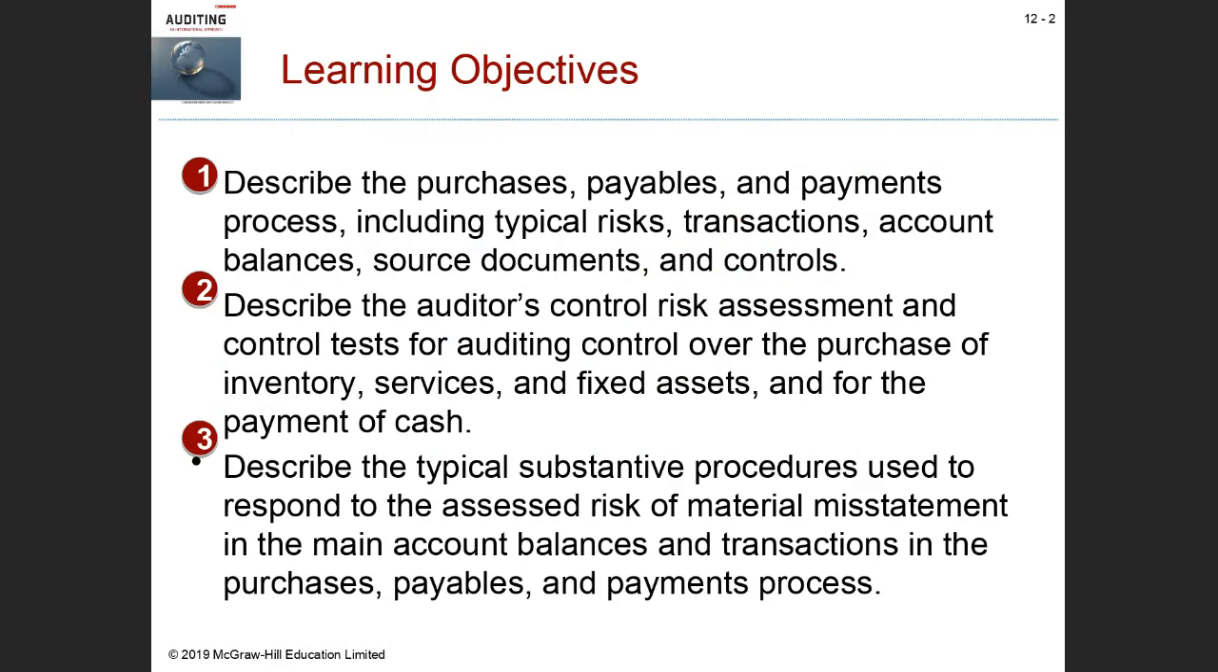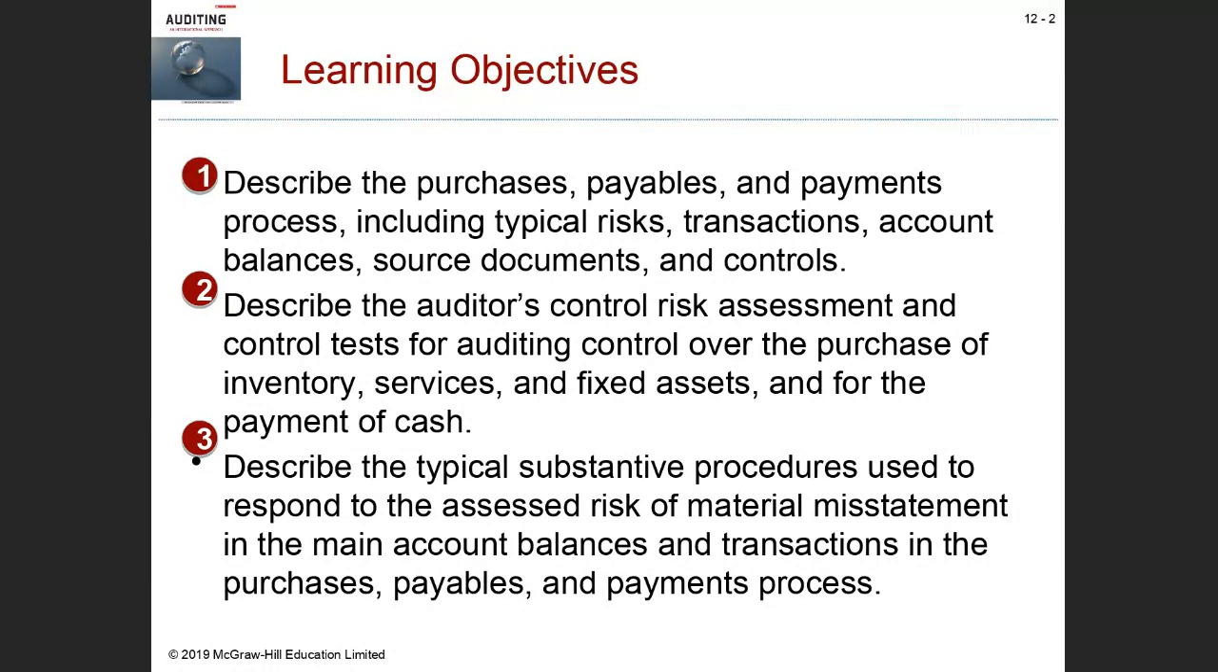So the first one says, describe the purchase, payable, and payments process, including the risks, the transactions, the account balances, the source documents, and the controls in that process. Of course, before we can analyze and understand anything, we have to understand what the process consists of. So there are transactions carried out in the accounting process. There are account balances. Which account balances are we talking about in this particular cycle?